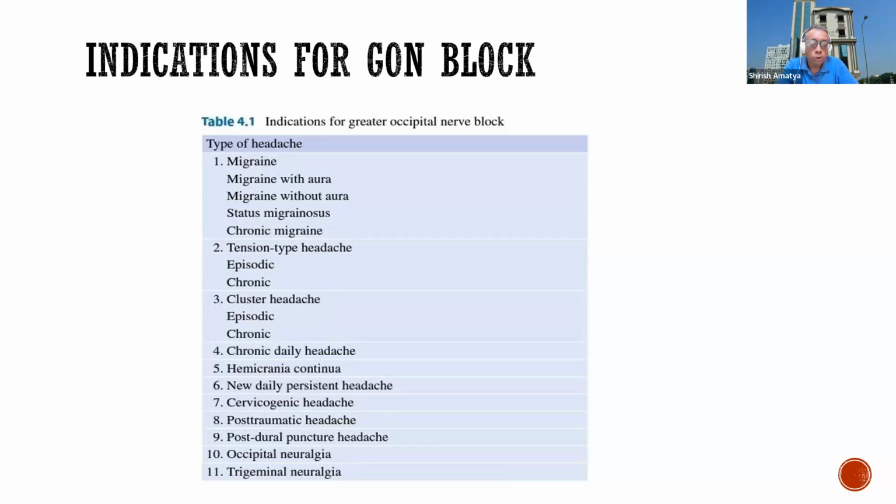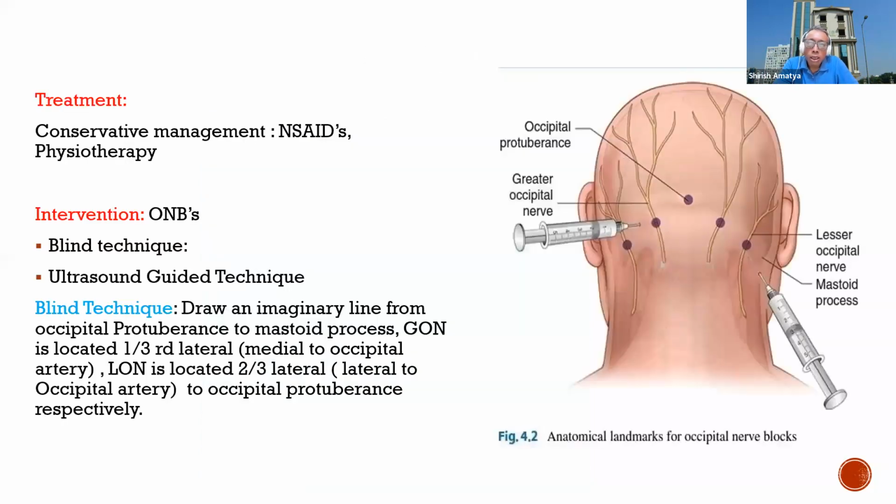Greater occipital nerve blocks can be used for the relief of pain. Especially if greater occipital neuralgia is diagnosed, we first manage conservatively with NSAIDs and physiotherapy. If the non-steroidal anti-inflammatory drugs and physiotherapy are not working, then only we go for occipital nerve blocks. Traditionally a blind technique was used, like shown in the picture. One imaginary line used to be drawn from the occiput to the mastoid process, and depending upon which nerve to target, injecting between the medial one-third and lateral two-thirds is basically the site for the greater occipital nerve, or at the junction between the medial two-thirds and lateral one-third, it is basically the site for the lesser occipital nerve.